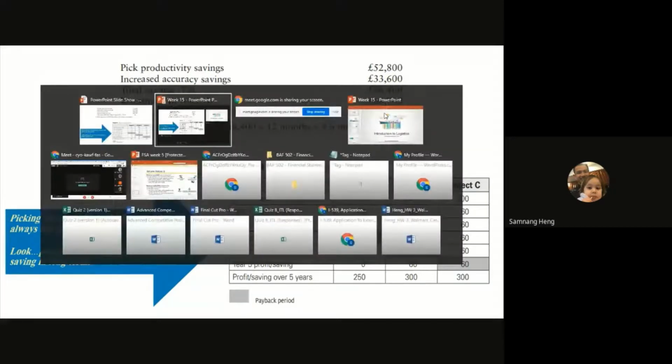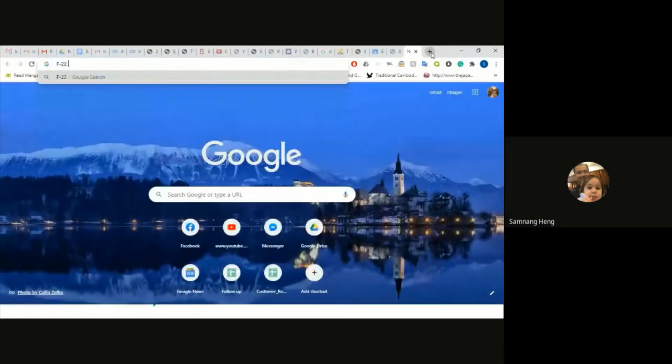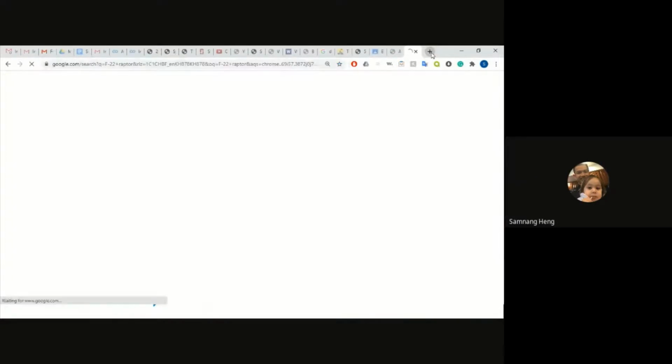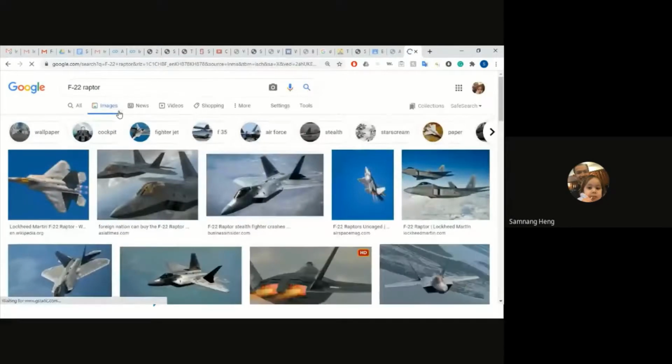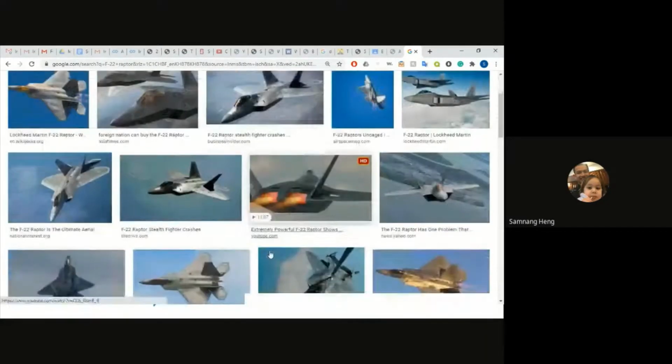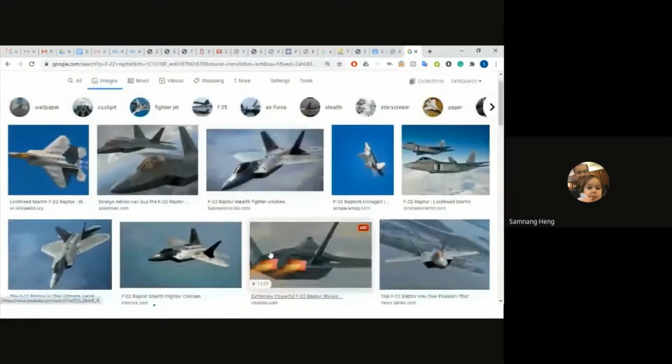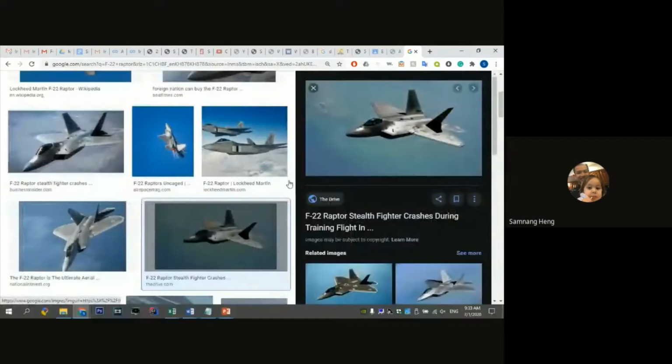So this is the plane here. Let me show you. F-22 Raptor. Yeah, this one. See this plane, it's a stealthy plane, so you cannot see it on radar because the skin is made out of some kind of carbon material. So $600 million to spend on the whole lifetime of the plane.